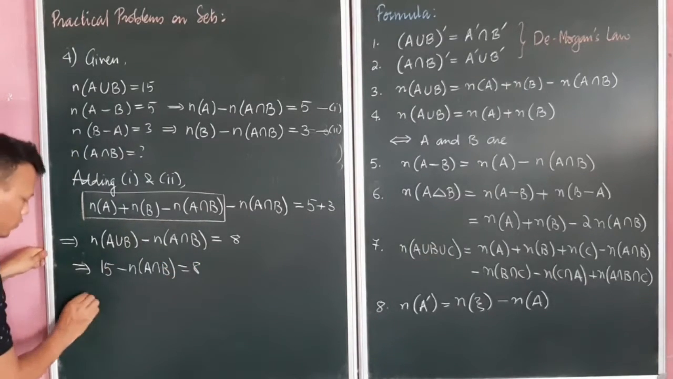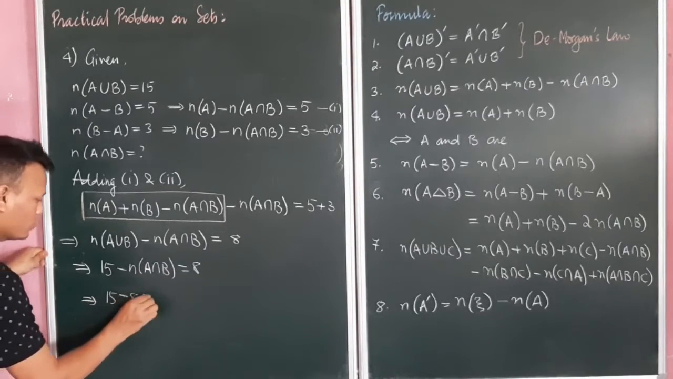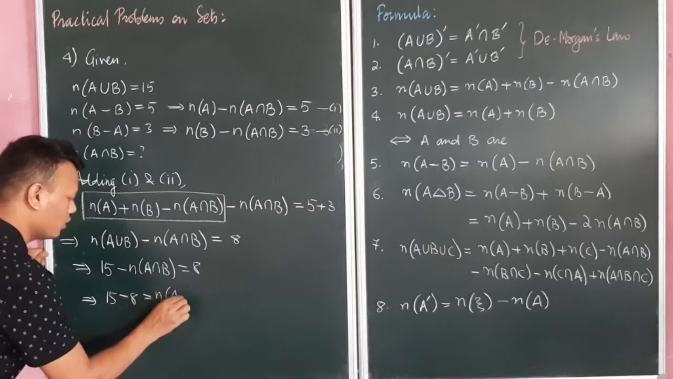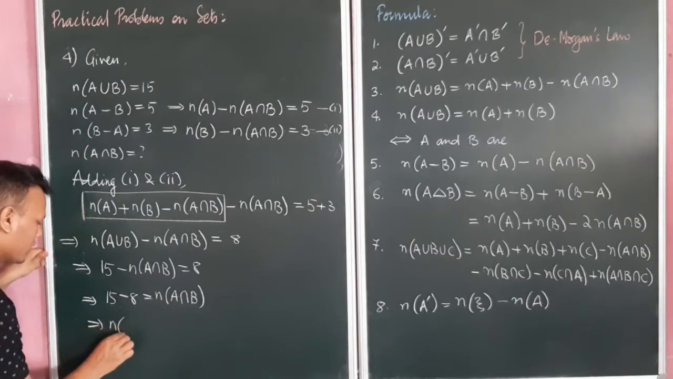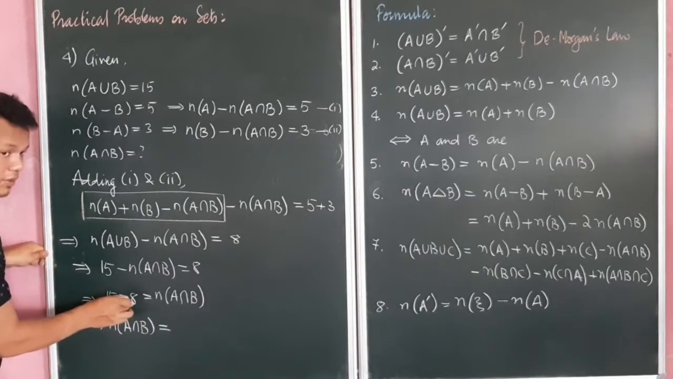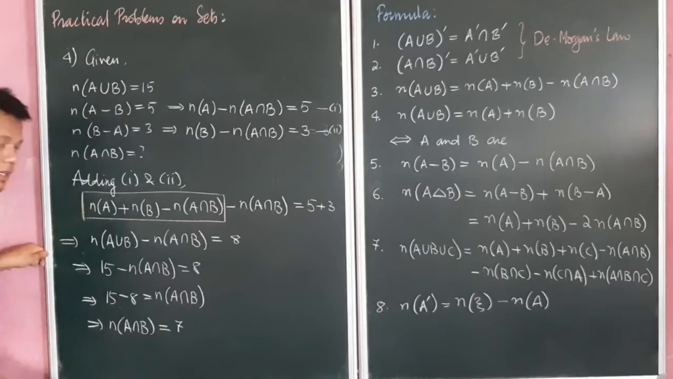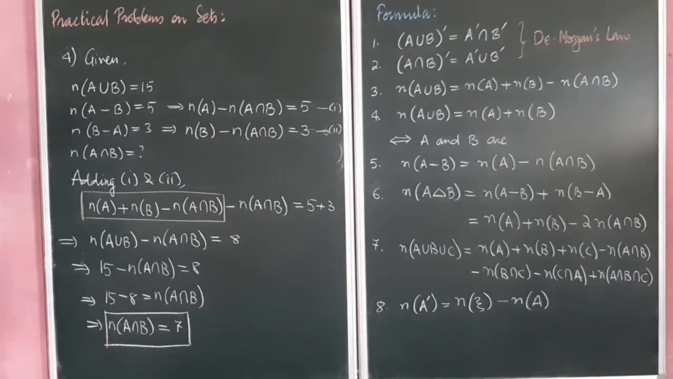Take this over there. So you have 15, this 8 comes here, 15 minus 8 equals n of A intersection B. So basically what is the value of the cardinality of A intersection B from here? So this turns out to be 15 minus 8, which is exactly 7. So my answer for this particular question will be this one. Pause the video and note it down.